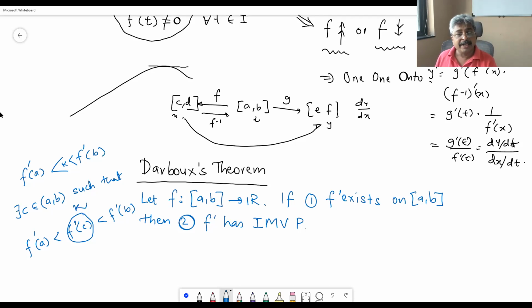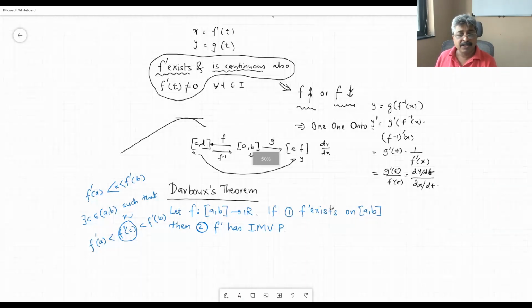So basically what we are trying to say is, in the parametric differentiation, f dash exists and is continuous. Okay, f dash exists and is continuous. So the word continuous can be eliminated from this theorem, and if f dash exists, it always has IMVP, and IMVP is good enough for parametric differentiation. That is what Darboux's theorem's significance is.